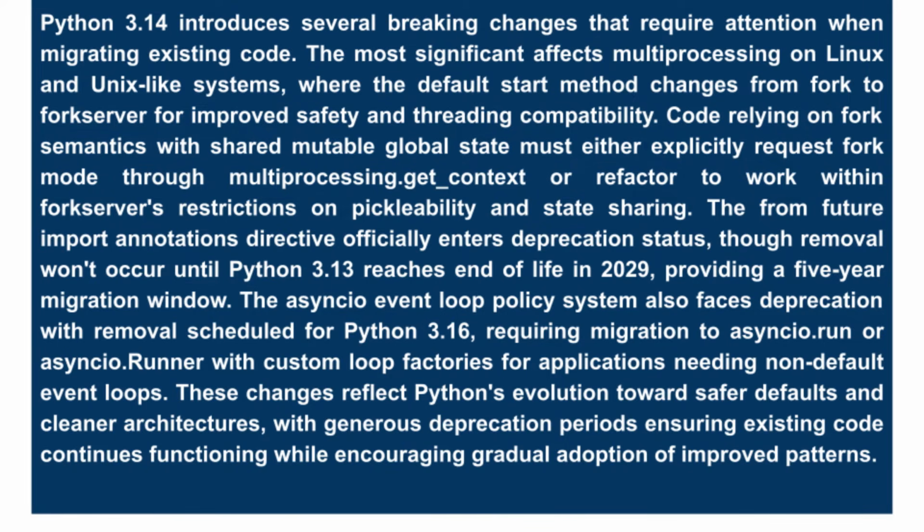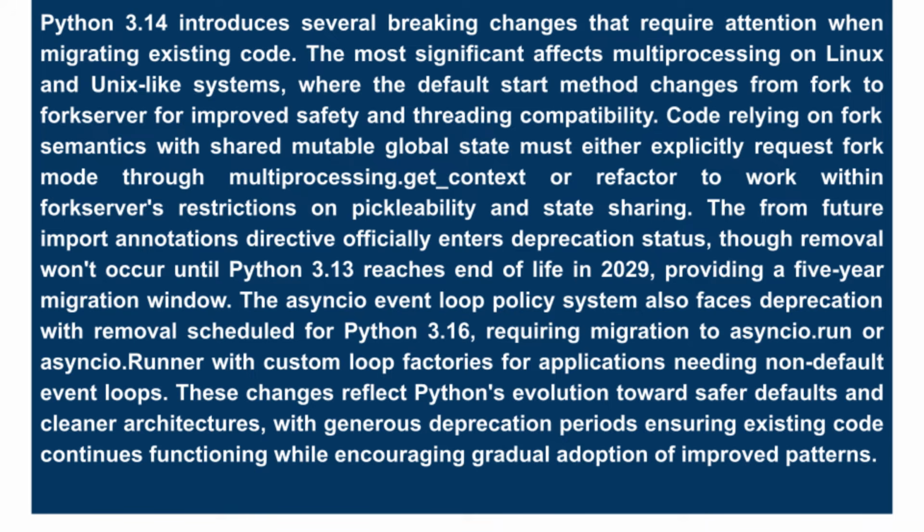Now, not everything is backward compatible, and you need to know about these changes. The biggest one affects multiprocessing. On Linux and other Unix-like systems, the default start method changed from fork to forkserver. This is safer and more compatible with threading. But if your code relied on fork semantics with shared mutable state, you might need to explicitly request fork mode or refactor your code.